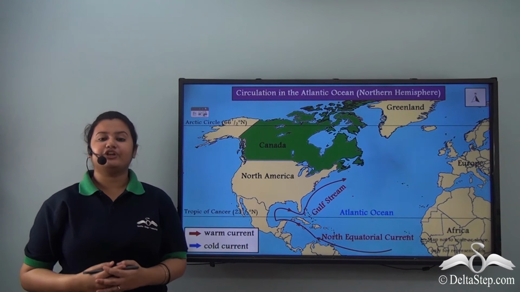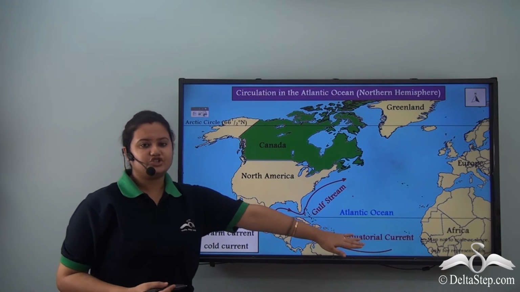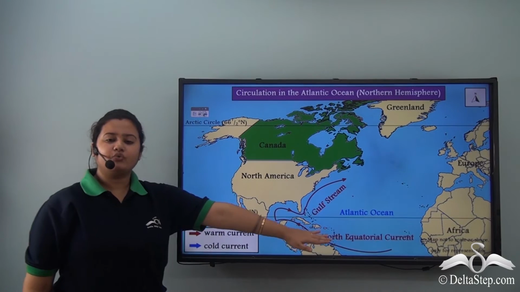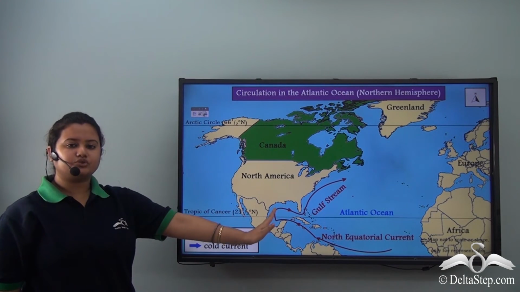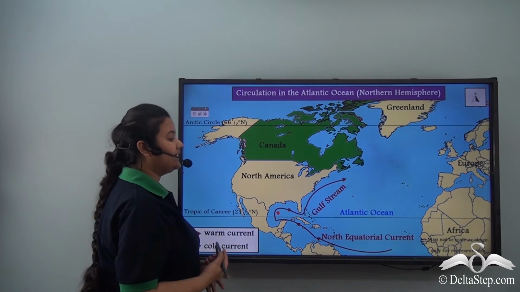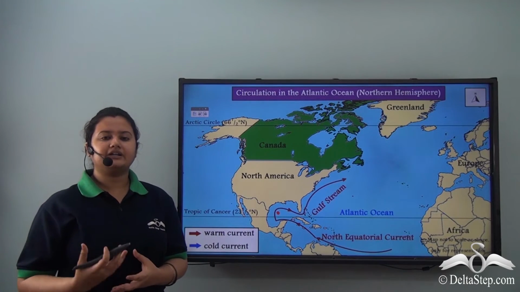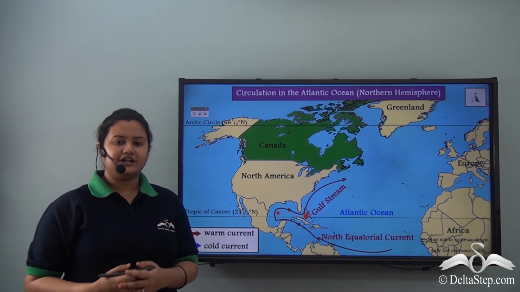Now, in our previous slide, we saw that the North Equatorial Current originates in the torrid zone and then moves from east to west and then deflects to the right. After deflecting to the right, it comes here in the Gulf of Mexico and then it gives birth to another warm current, and the name of that current is Gulfstream. Well, we have already studied about Gulfstream.